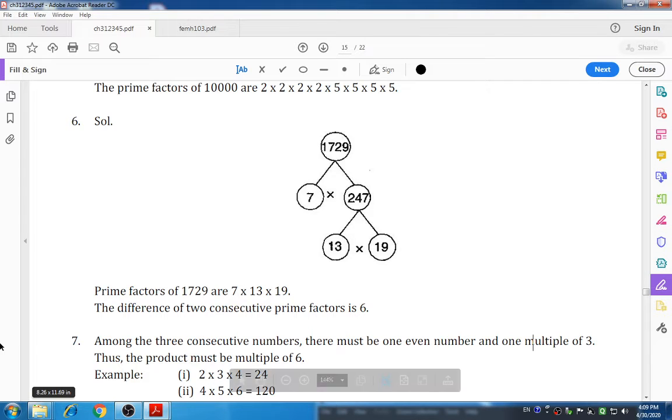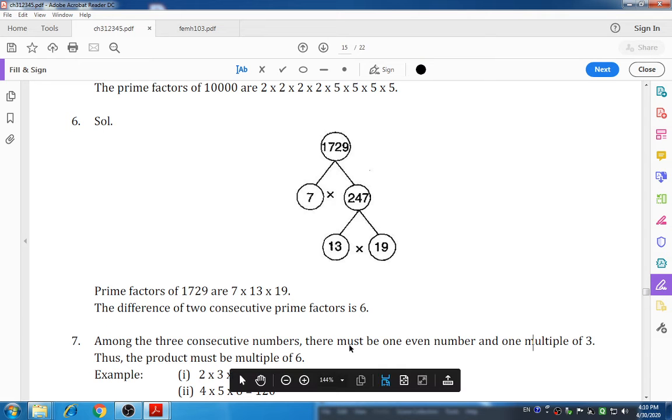Look at here, they give us 1729. And if we divide this number by 7, we get the quotient 247. So the factorization of 1729 is 7 into 247. And this 247 can be factorized into 13 into 19. So the prime factors of 1729 are 7 into 13 into 19. The consecutive prime factors are 7, 13 and 19, and the difference is 6.